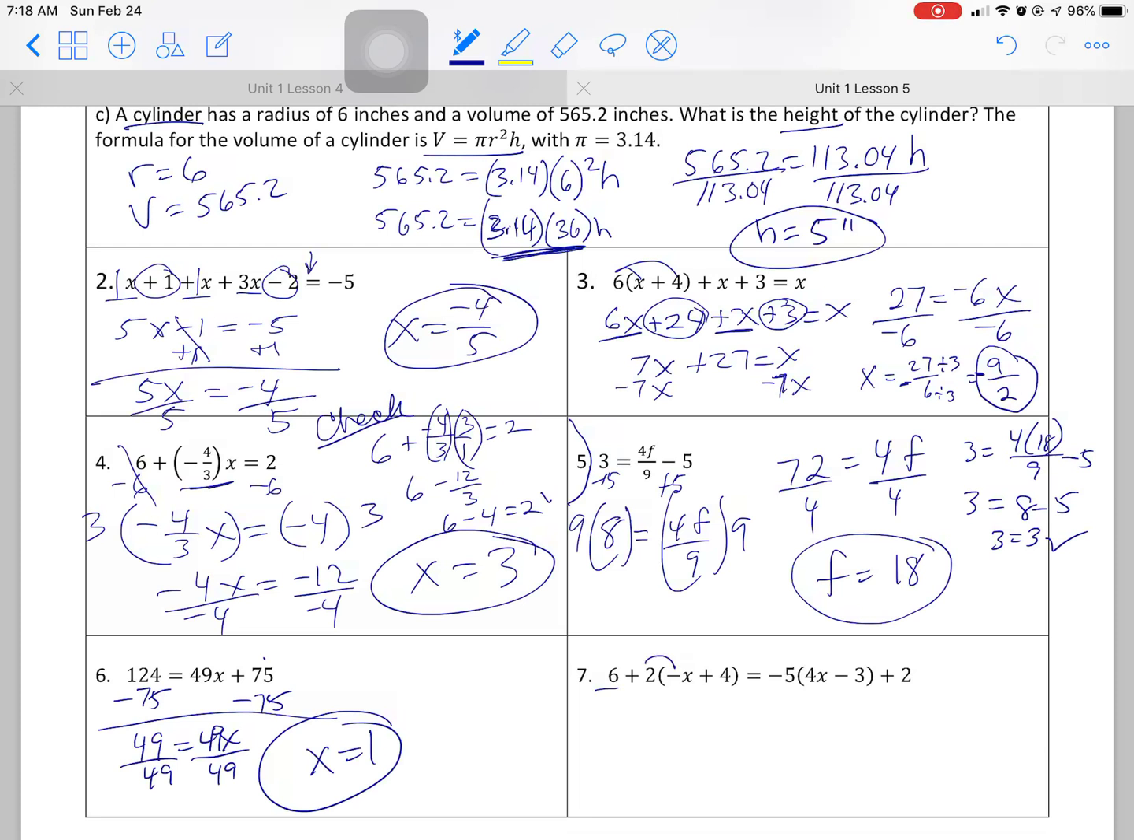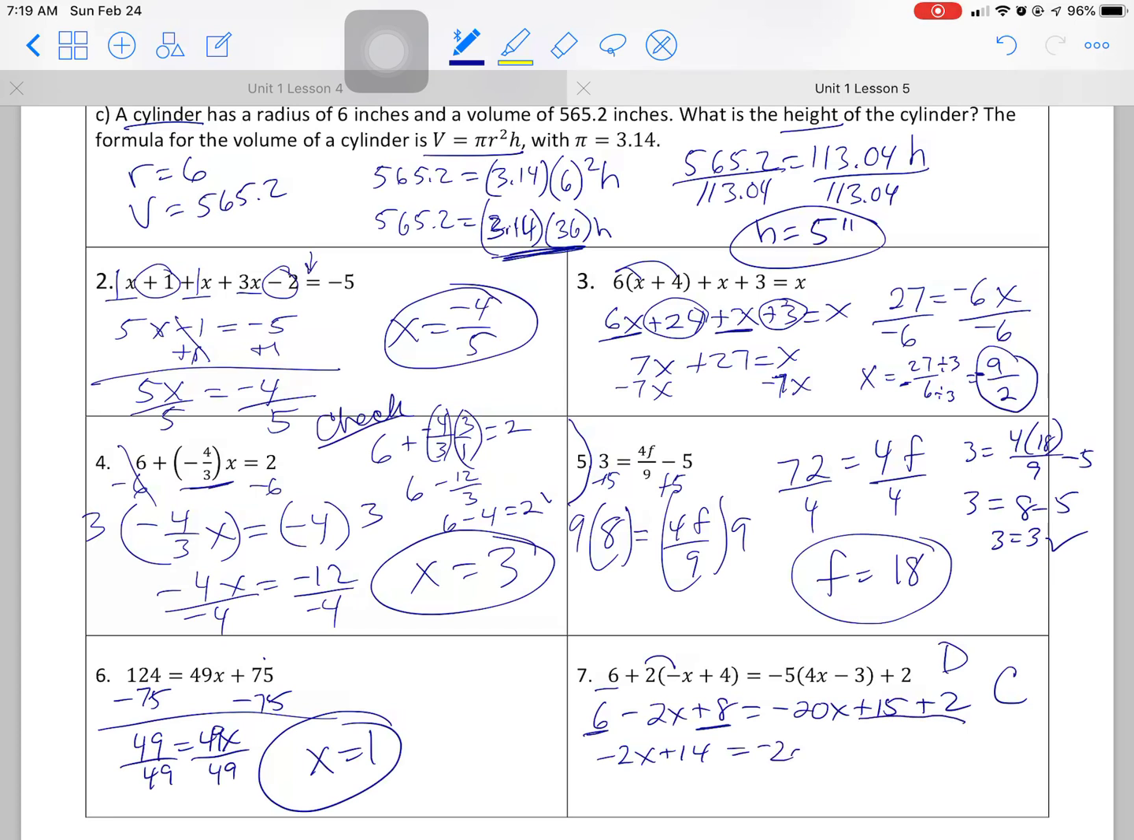What I need to do is distribute first. Remember that? 6, minus 2x plus 8 equals negative 20x plus 15 plus 2. Okay, so distribution first, then combine like terms. This one and this one, these constant terms are alike. And it doesn't matter the order. I could put 14 minus 2x, doesn't matter.